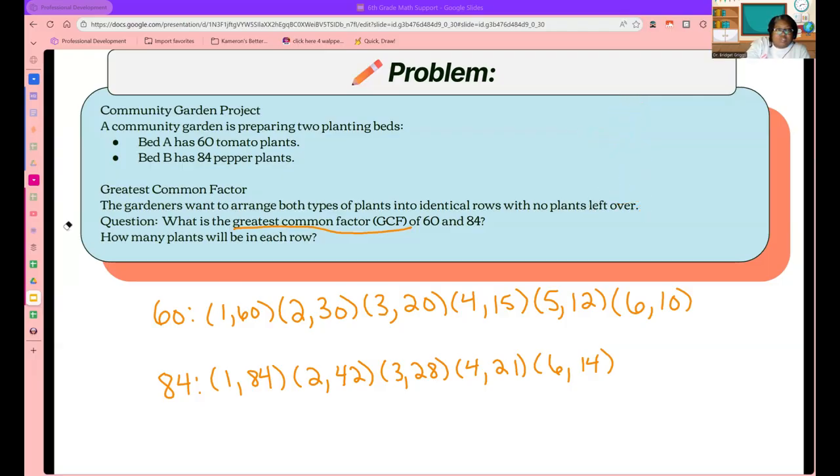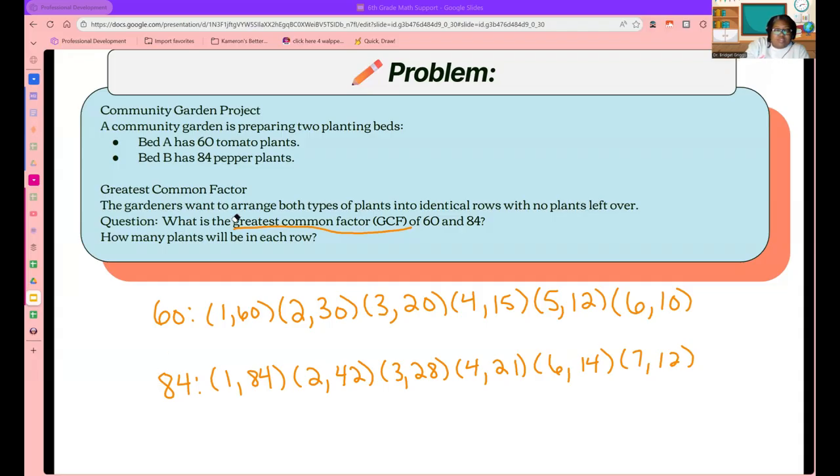Well, let's try 7. 84 divided by 7 is going to give us another one that does not have a remainder. So that means 7 and 12 are also factor pairs of 84. And we have completed our list.